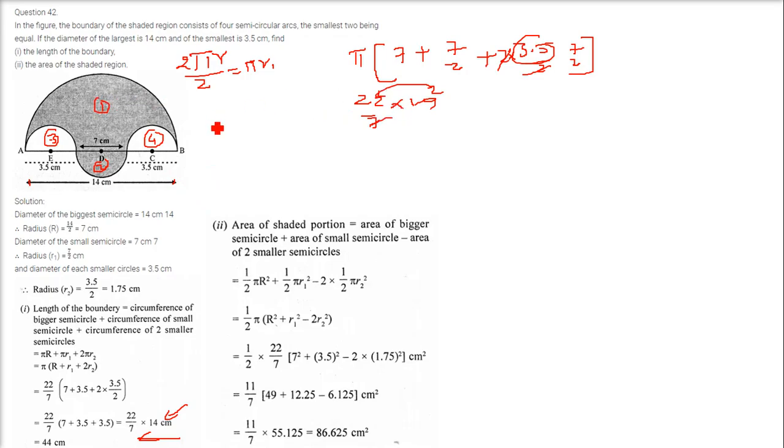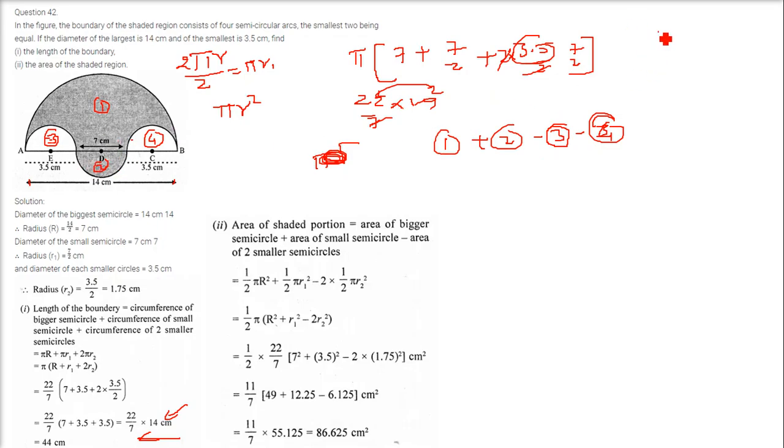Now coming to the area. Area is what? For a semicircle, the area is pi r square. So same thing we'll do. Let me tell you first what we have to do. First we'll take the area of the first one, area of the second one. Then we'll subtract the area of 3 and 4. So that is essentially equal to 1 plus 2 minus twice of 3, because 3 and 4 are exactly similar.